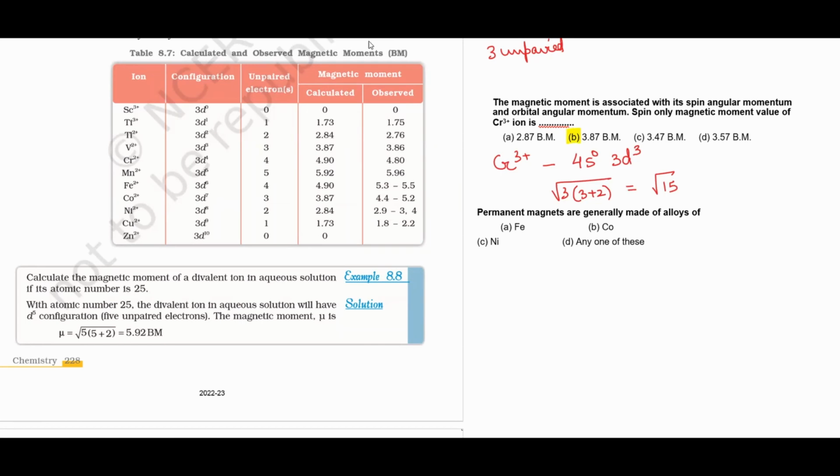For this question, permanent magnets are generally made of which alloy? Permanent magnets are made from iron, cobalt, nickel, all these. So the answer to this one is option D.